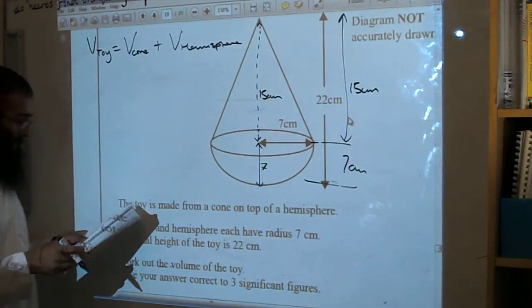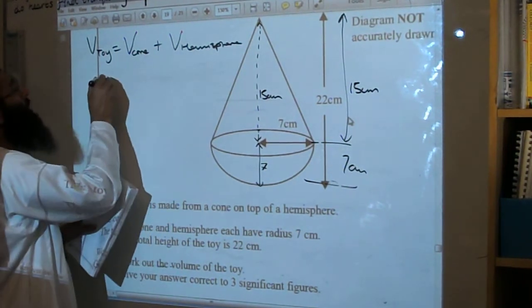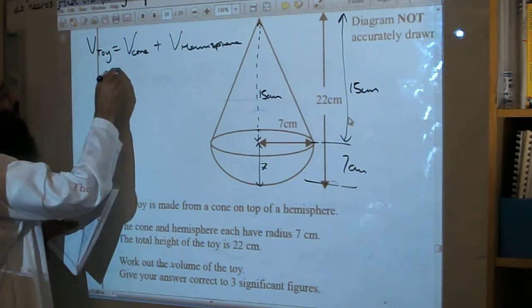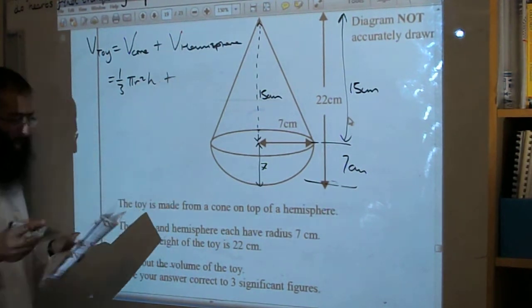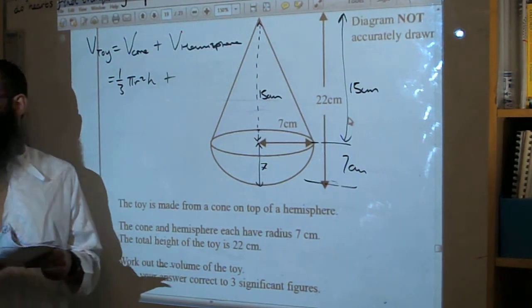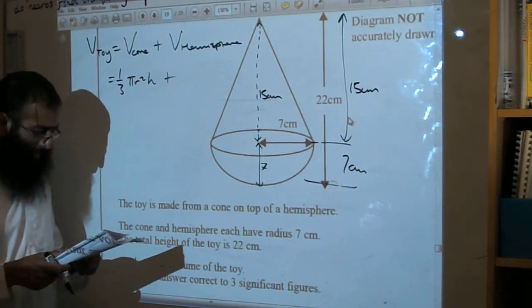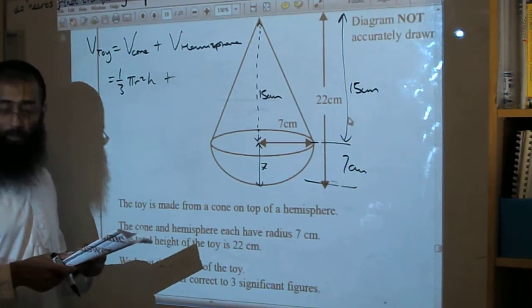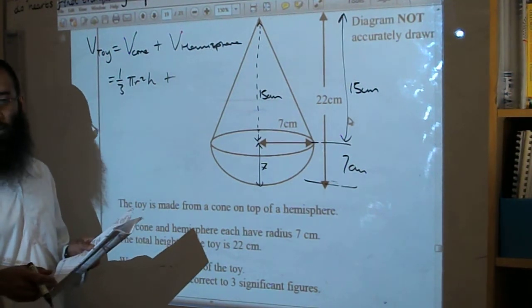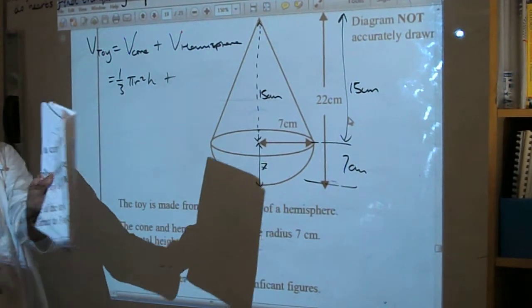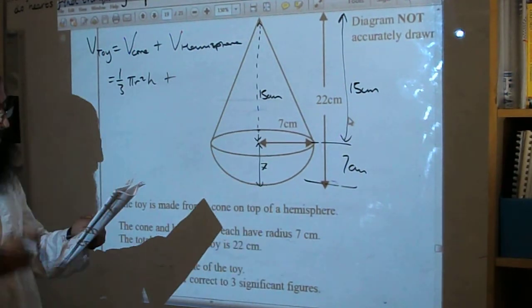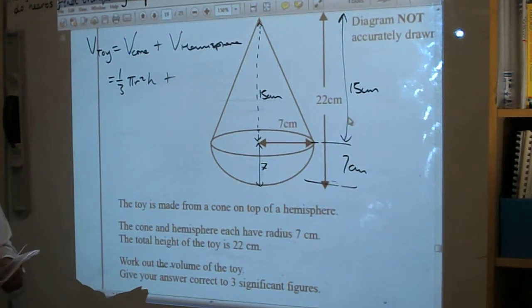Now, the volume of a cone, the formula for it is one third pi r squared h. One third pi r squared h. And the volume of a hemisphere, okay, give me the volume of a hemisphere. You have to divide by 2. Look at the front sheet. Four thirds. Okay. Go on then.